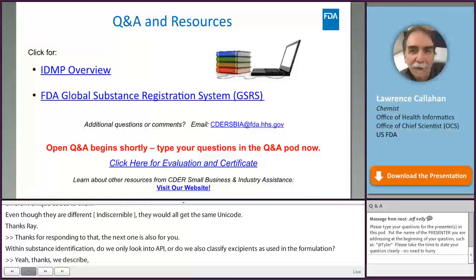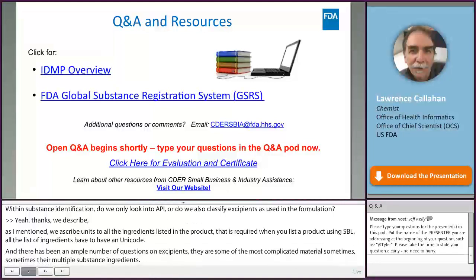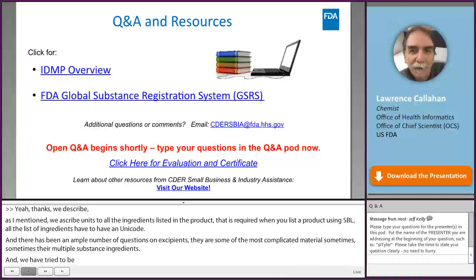Excipients, of course, and there's been a number of questions on excipients, maybe I'll try to address some. Excipients, of course, are some of the most complicated materials sometimes, and sometimes there are multiple substance ingredients. We've tried to be consistent with the inactive product dictionary, and there's been a lot of cleanup and synergy between them in recent years, but it may not be complete. But again, if we give something the same UNII, it doesn't necessarily mean they're pharmaceutical equivalents and can be substitutable for each other.